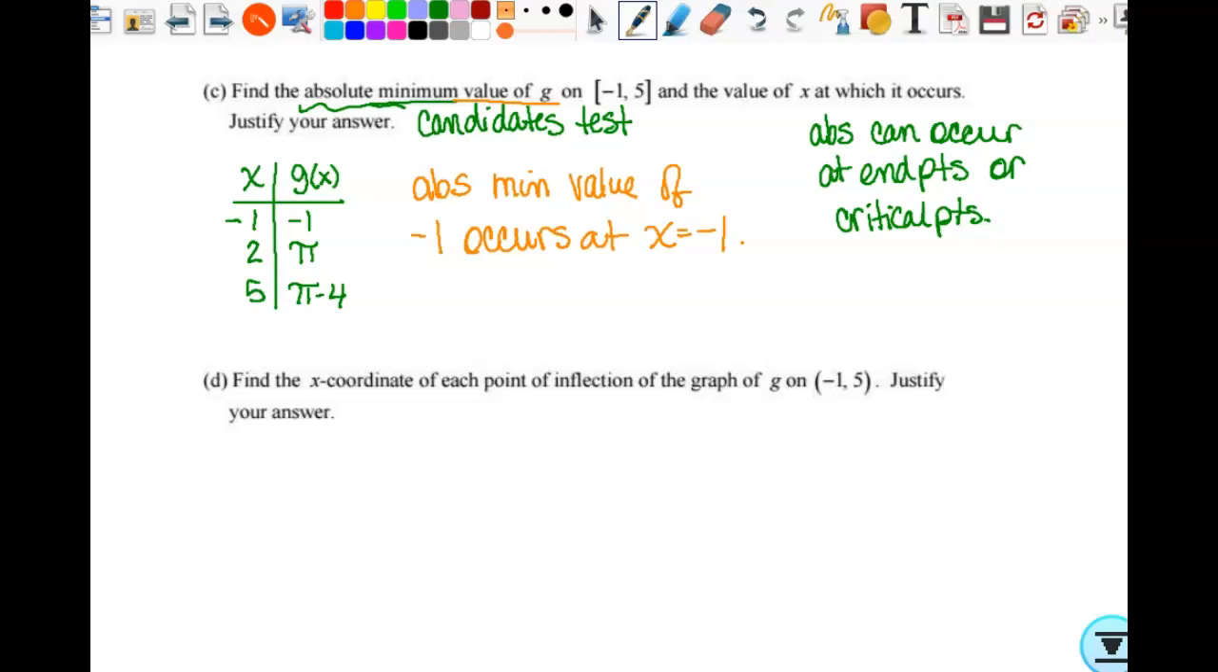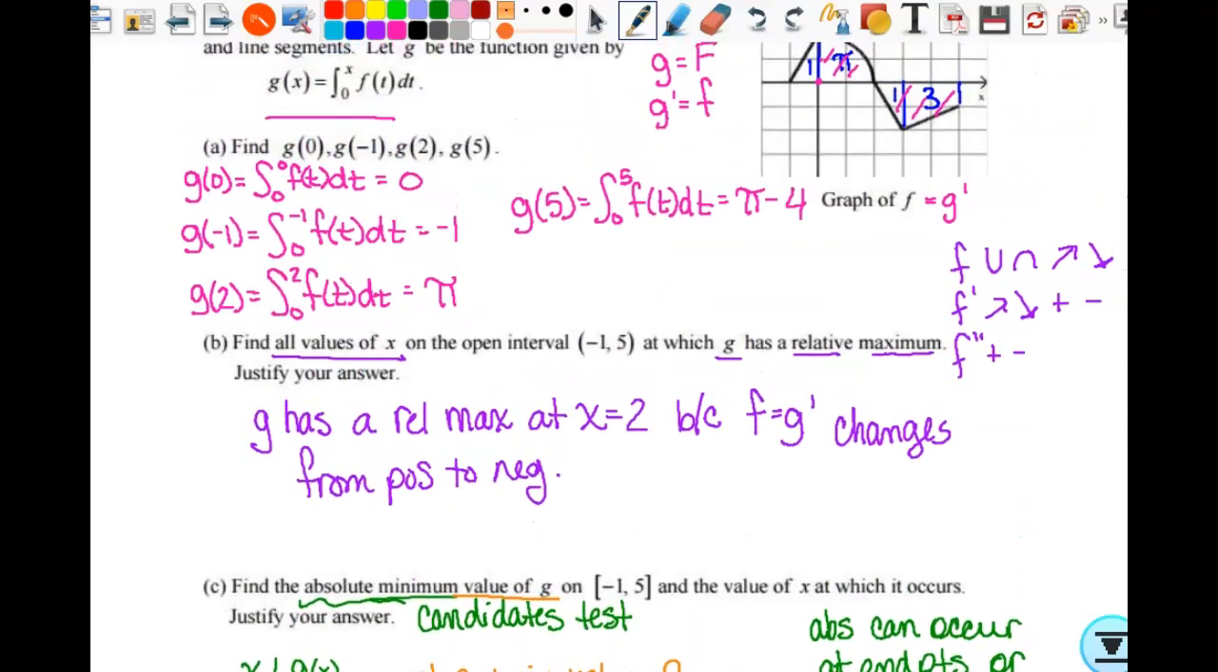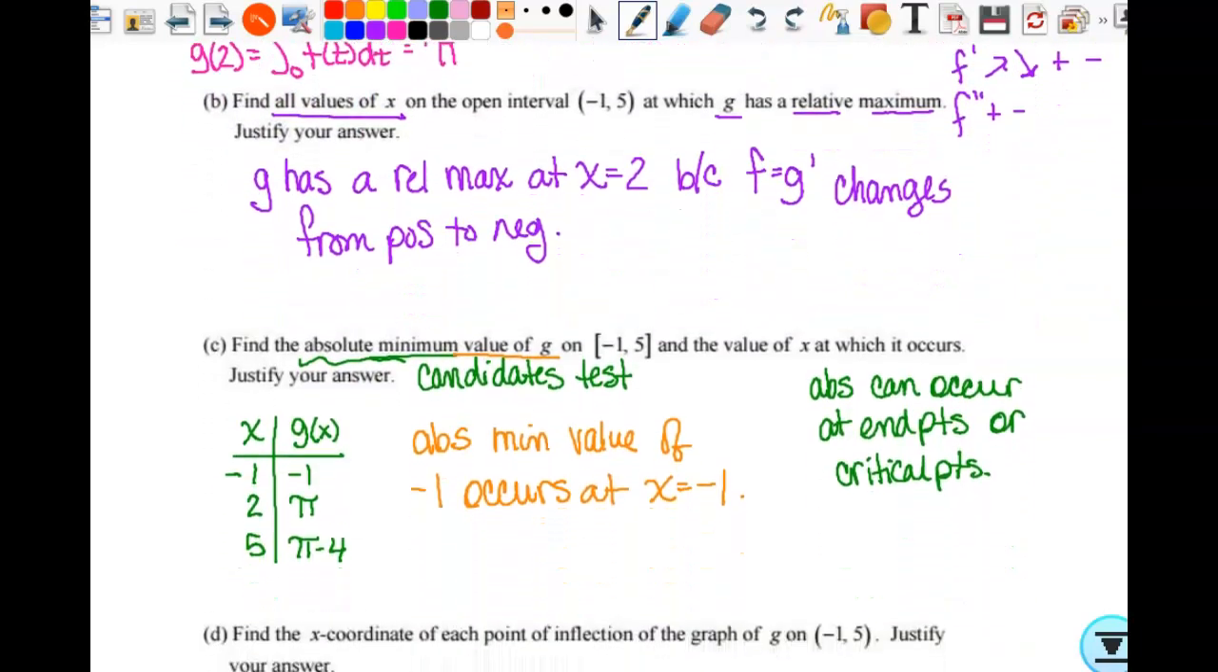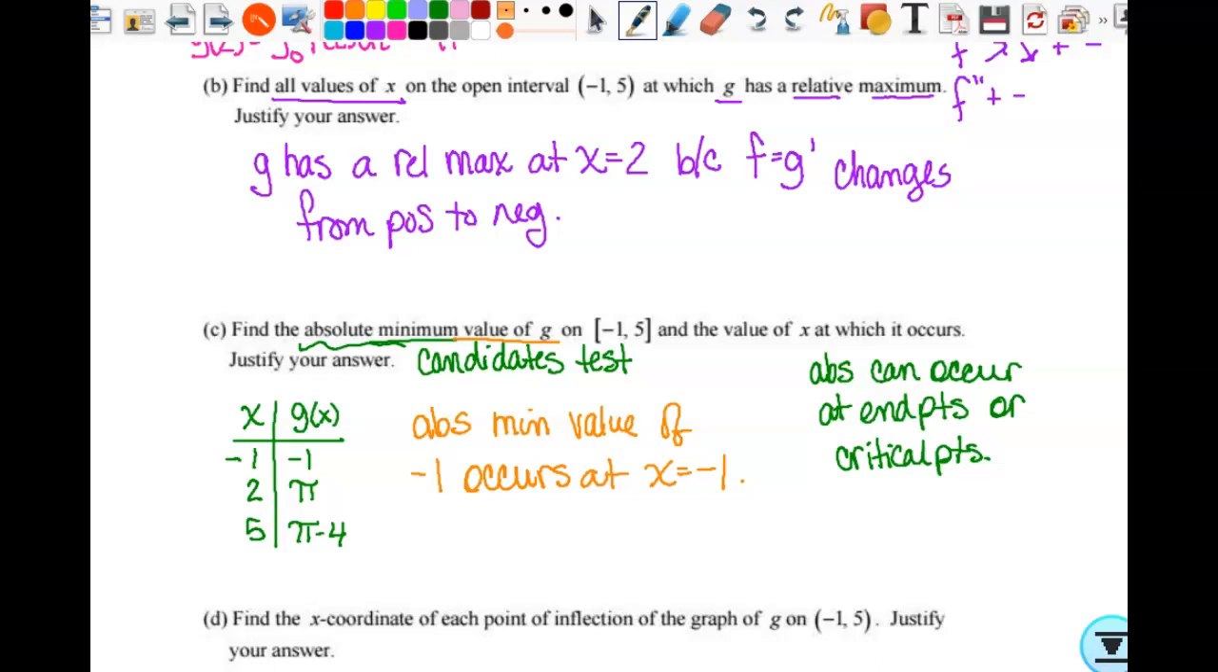Let's look back at something else. Let's say that we didn't have these. Okay, let's say that we didn't already find that. We would have had to find it here, right? But here's something else we know. One of our critical points is when x equals 2. But look at what we'd already found. We'd already found that it's a relative max. If it's a relative max, can it be an absolute min?